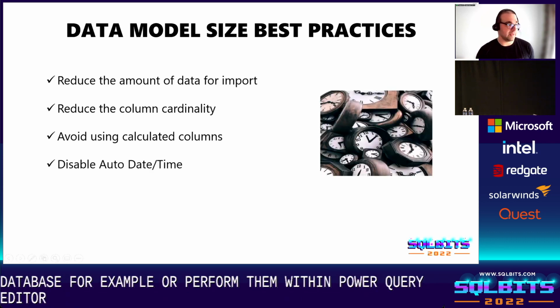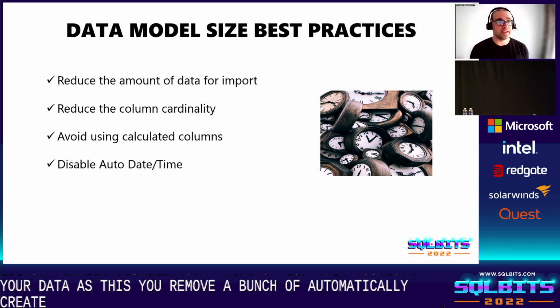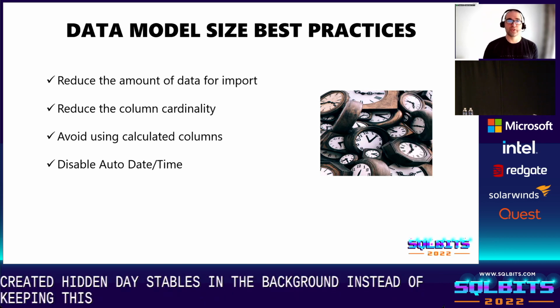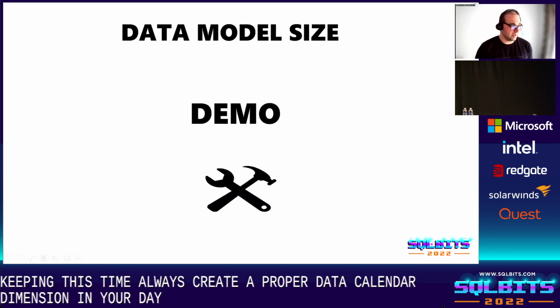Finally, disable the auto date/time option when you load your data, as this will remove a bunch of automatically created hidden date tables in the background. Instead of keeping this auto date/time option checked, always create a proper date or calendar dimension in your data model. Okay, so let me show you one of these points in action.